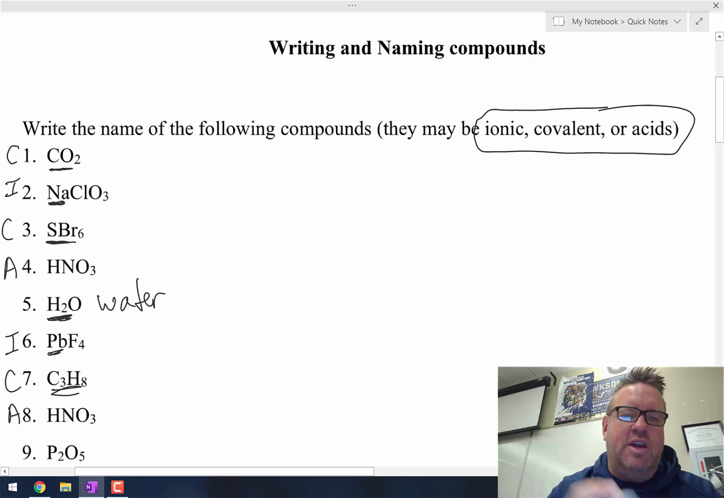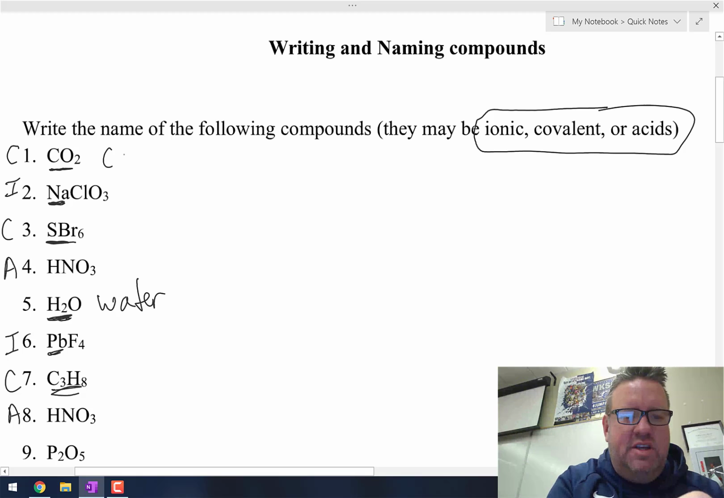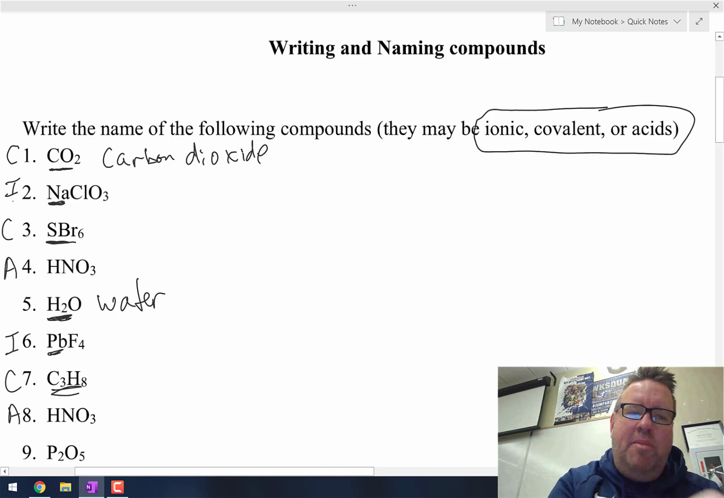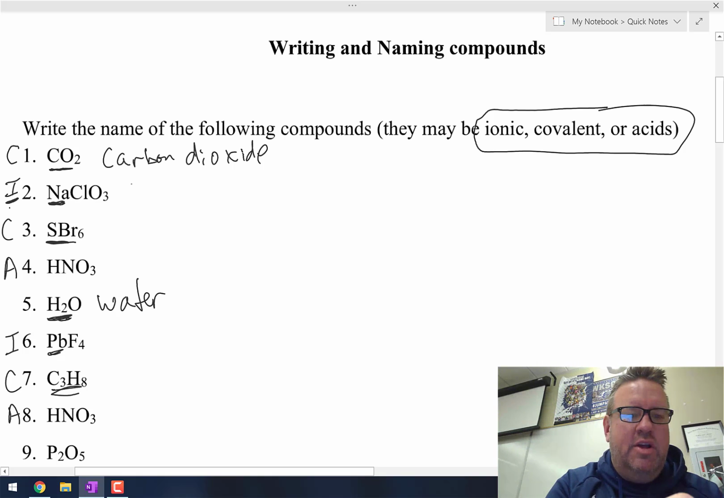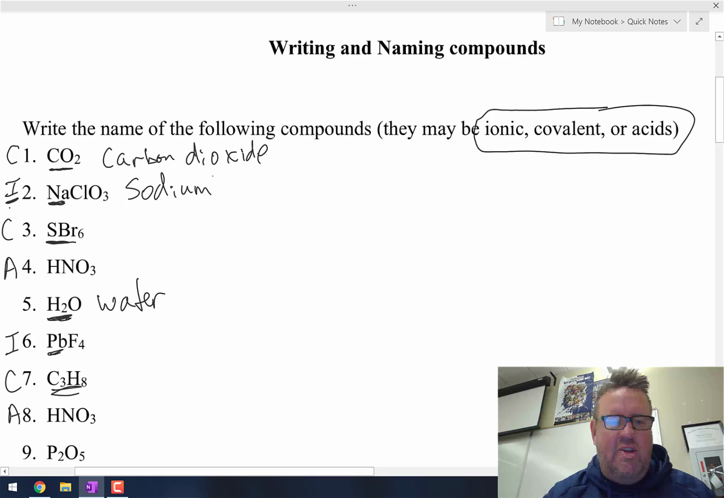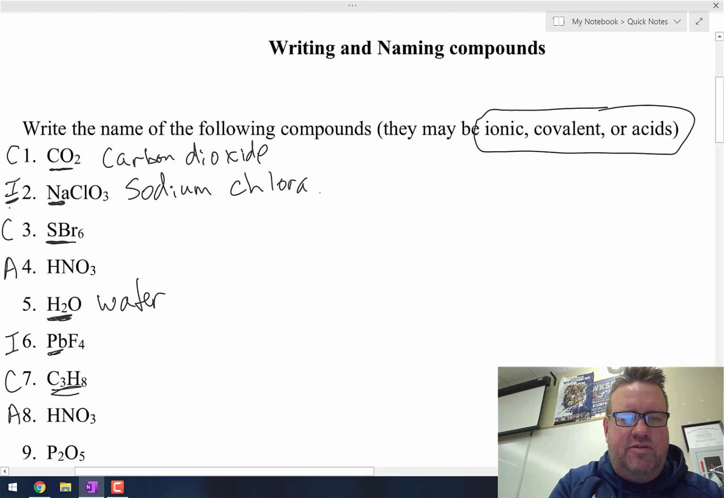So that might be a good way to help you get started. Now that we know, for example, on number 1 that it's covalent, we know that when it's covalent, I have to use prefixes. So CO2 is carbon dioxide. But when it's ionic, you never use prefixes, so be really careful with that. For example, on number 2, don't use mono-di-tri because that is an ionic compound. So NaClO3, because it's ionic, is sodium. Now we go to our ion sheet, or our notes, and ClO3 is the formula for chlorate. So NaClO3 is just sodium chlorate.